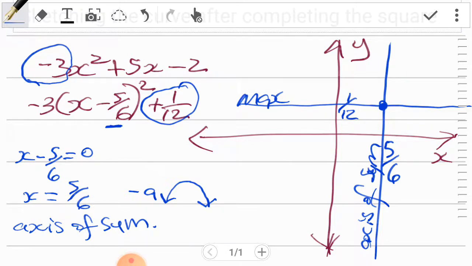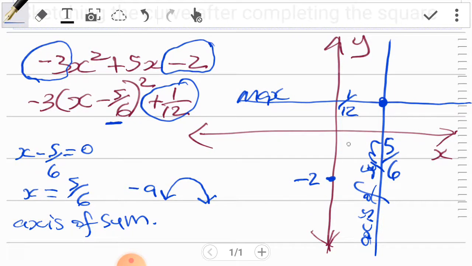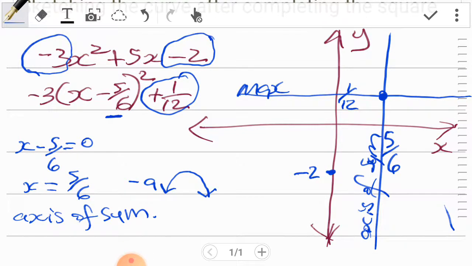Let's see the y-intercept though. The y-intercept is from the original equation, the c value, negative 2. So we're looking for it down here in this section. So what happened is the curve is going to go up, come here, and then turn back and go back down, right? So that's what we're expecting to happen to the curve.